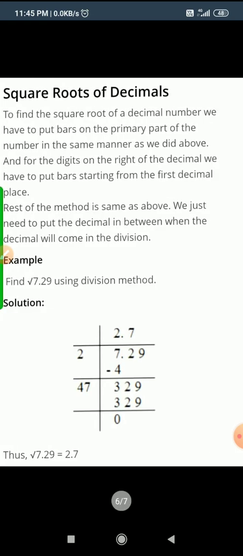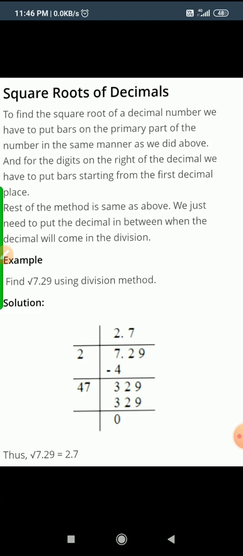Now square roots of decimals. To find the square root of a decimal number, we have to put bars on the integer part of the number in the same manner as we did for non-decimal numbers. In the same manner, for the digits on the right of the decimal, we have to put bars starting from the first decimal place. The rest of the method is the same as for non-decimal numbers. We just need to put the decimal point in the quotient when the decimal comes in the division.